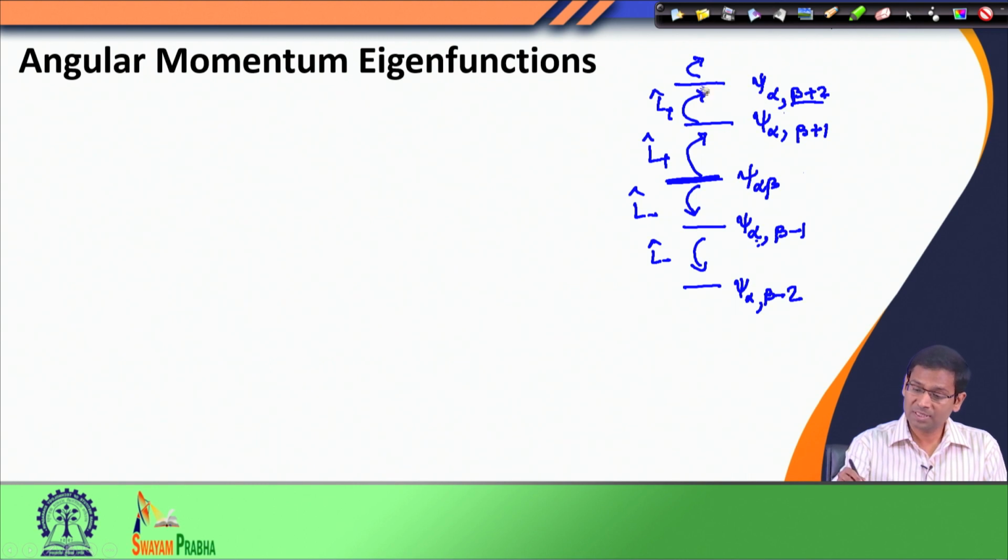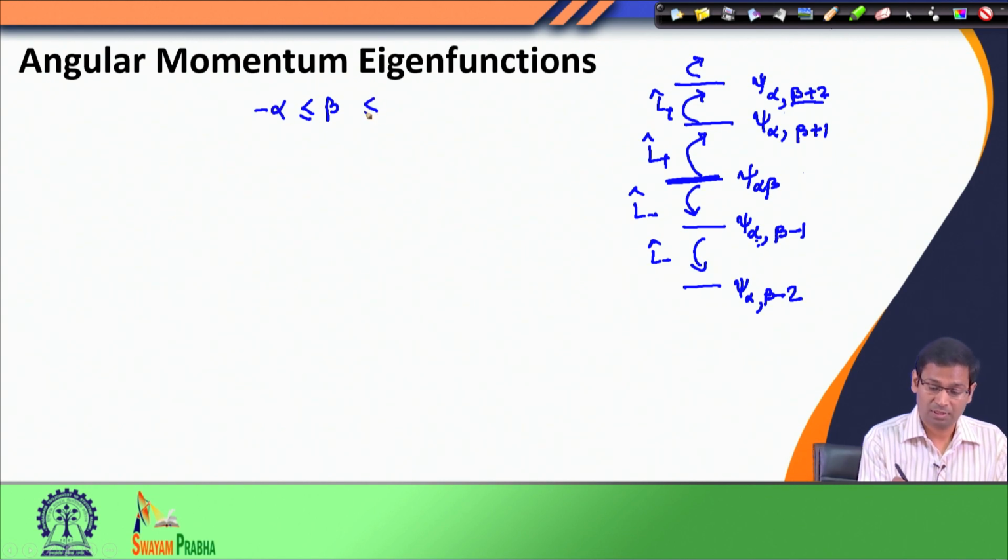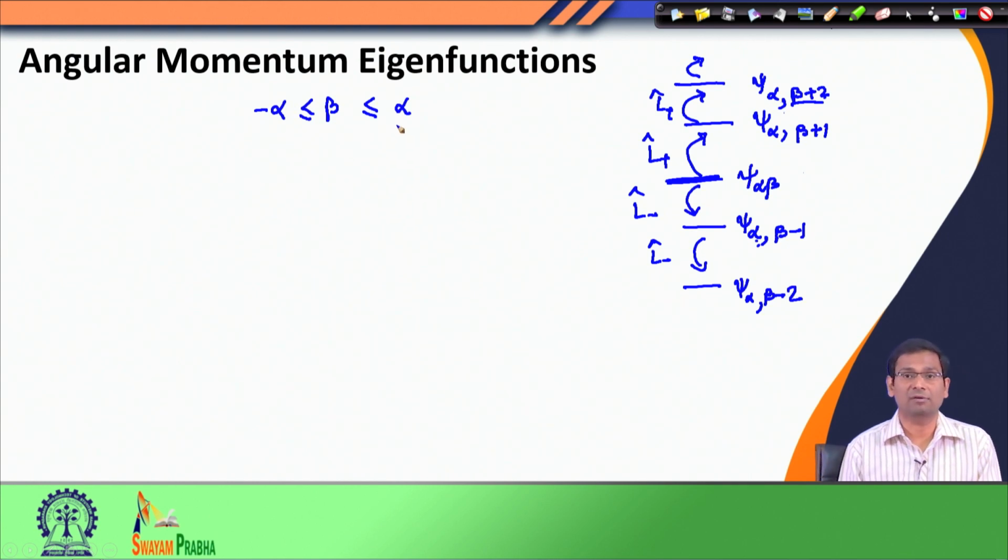So, what we see here is that we have a large number of possible eigenfunctions. You can imagine I can go all the way down as far as I wish, or all the way up as far as I wish. But just to remind you, I still do not know much about alpha and beta, but something very important I already know is that beta is bound between minus alpha and plus alpha. This is what we had already obtained.